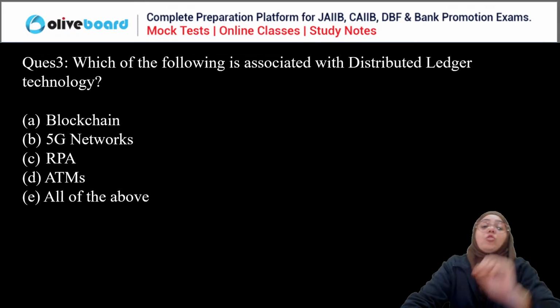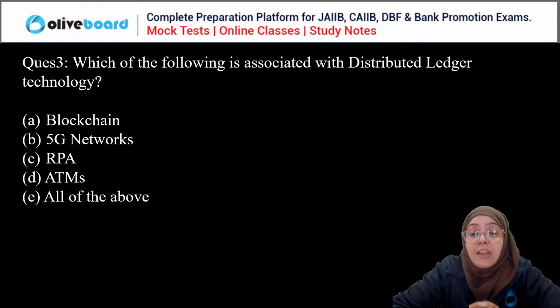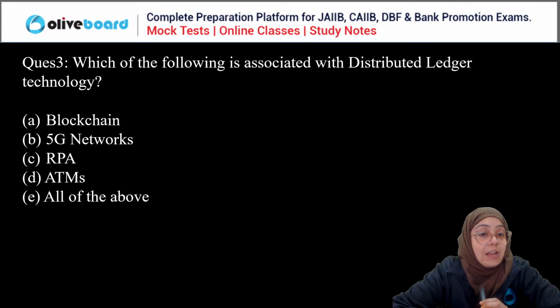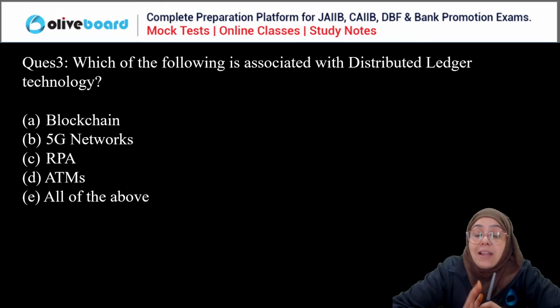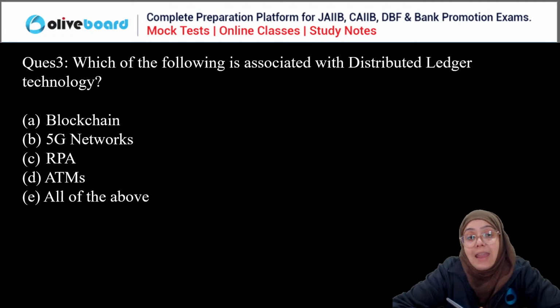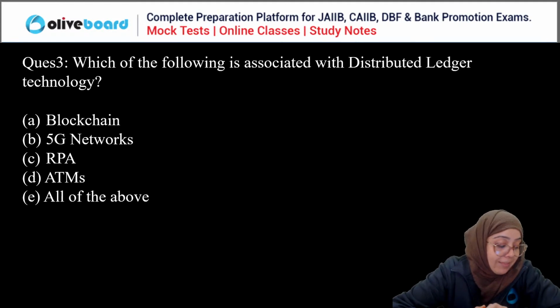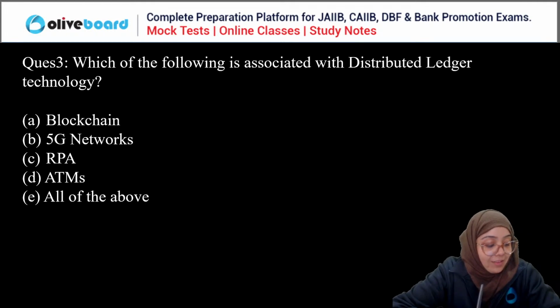Now, next question. Which of the following is associated with distributed ledger technology? Blockchain, 5G network, RPA, ATMs, or all of the above. Everyone, which of the following is associated with distributed ledger technology? Vivek, Sunny, Hema, Lakshmi, Gopal, Mansi, everyone, please answer this question.